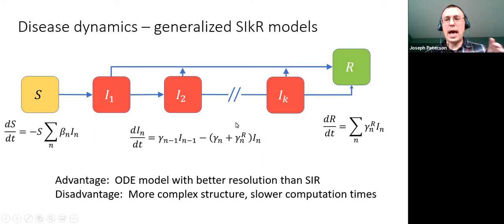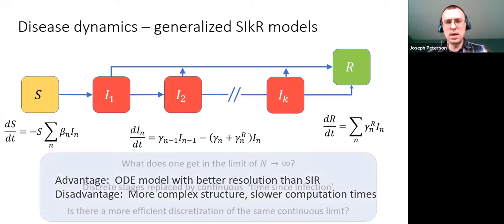Okay, so adding more compartments is a way of giving yourself more resolution of the disease progression and of the transmission dynamics and of the recovery dynamics as well, because you can have people recovering from each of these different stages. So you can tune the distribution of recovery times. The disadvantage is that every compartment that you add gives you more complexity to the model. You have to decide what those parameters are going to be, and it makes it more difficult to solve because you have more compartments to solve at every time step.